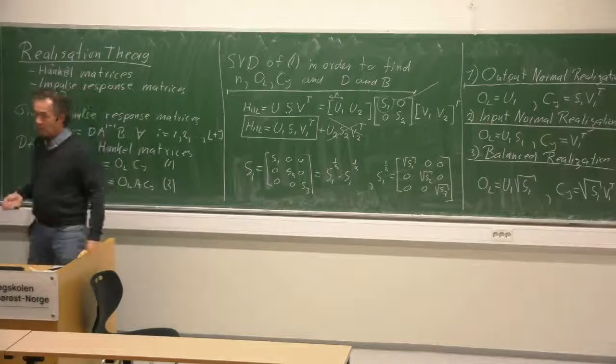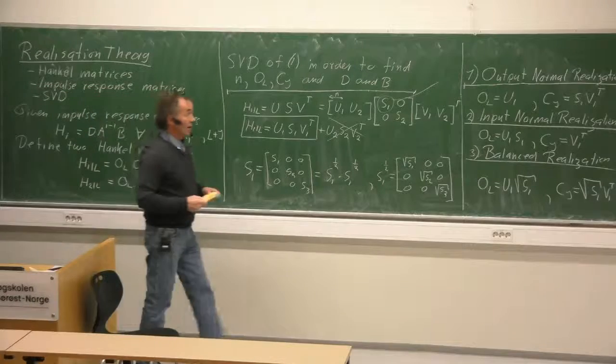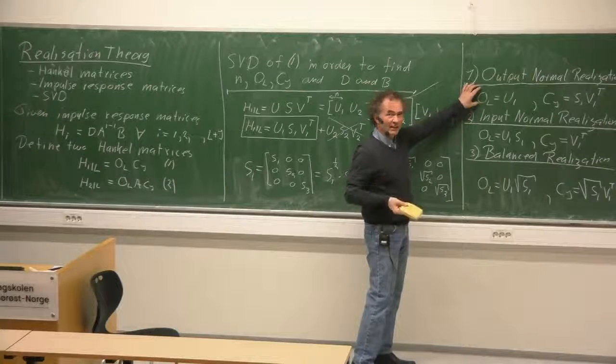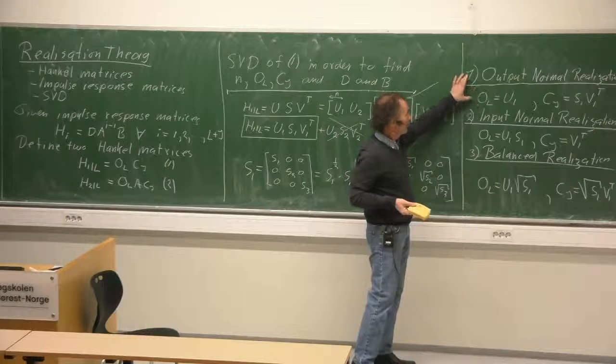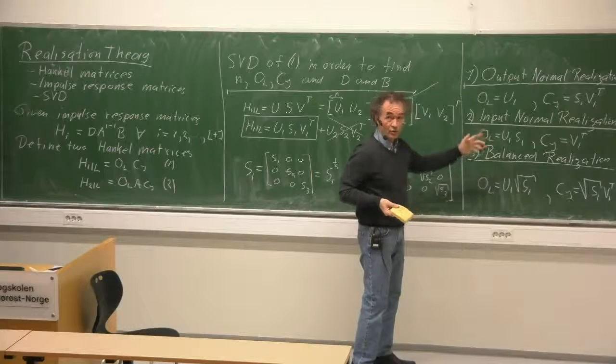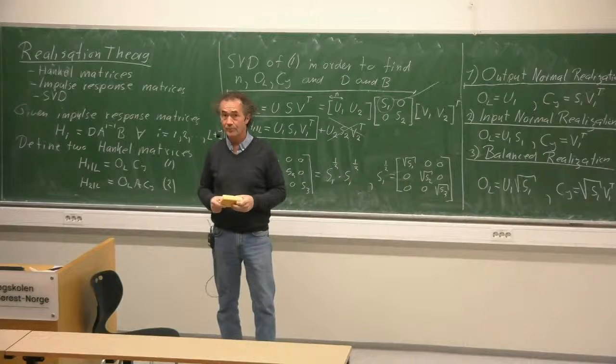But remember, the quality of the resulting model would be the same. And for simplicity, when calculating the A matrix, I prefer the output normal realization. But it's your choice. The difference is only a scaling of the state vector.